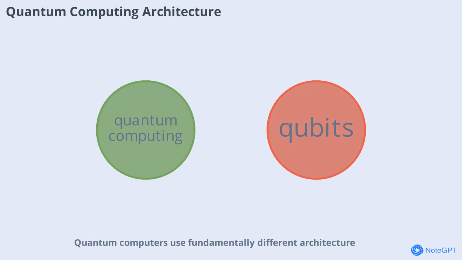Quantum computers use fundamentally different architecture, harnessing the power of quantum bits, qubits, to solve problems that are impossible for classical computers. While still experimental, quantum architecture could revolutionize fields like cryptography and complex simulations.